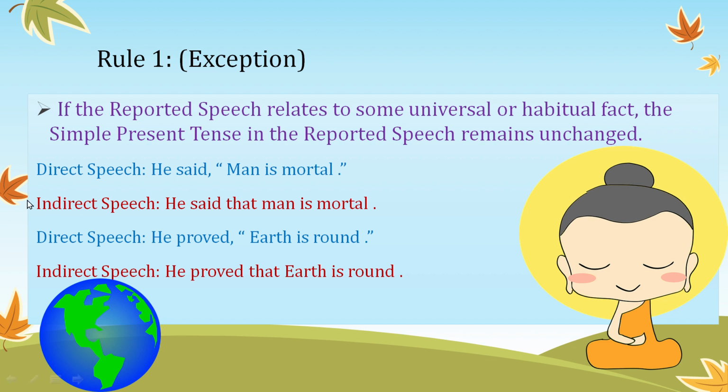Clear? Next, he said, earth is round. Indirect, he said that earth is round. As earth is a proper noun with a capital letter, we haven't changed it to small.